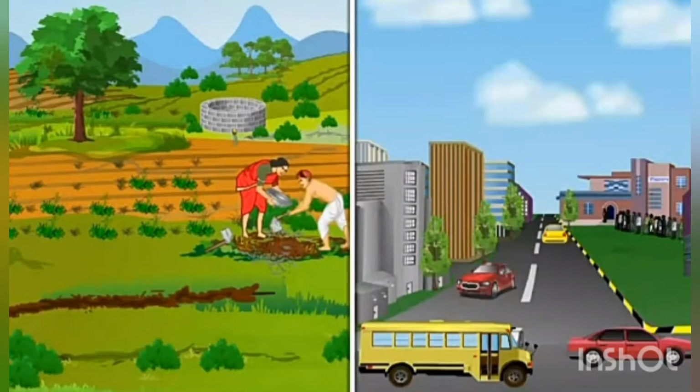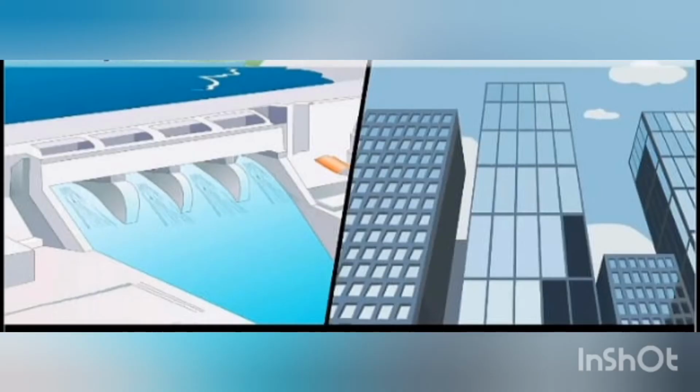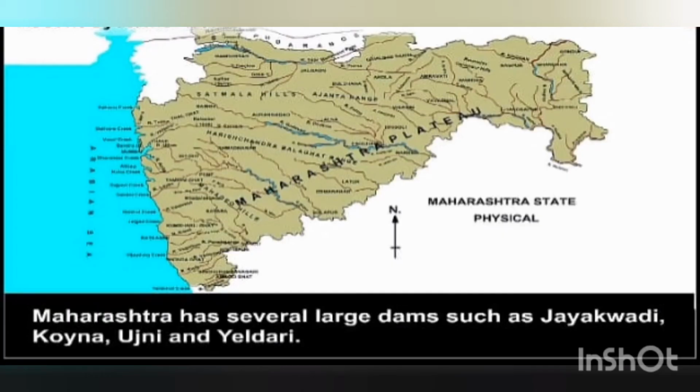Because of dams, cities began to grow. Dams made it possible to set up factories and generate electricity. Yes, new factories developed because of these dams, and electricity is generated by running water, or the force of water. Maharashtra has several large dams such as Jaikwadi, Koyna, Ujni and Eldari.